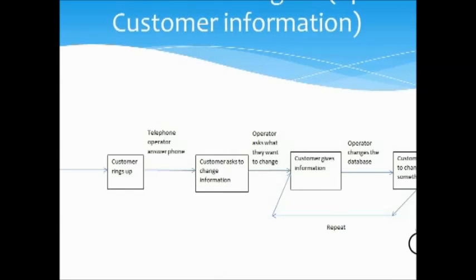One of the final diagrams we can use in UML is a state transition diagram. It shows how a system would work in the real world. It demonstrates how a system works from start to finish using state boxes and the events move around from each state. For example, up here I have this update customer information. It starts from the customer ringing up, and the telephone operator would answer the phone, moving it along as the customer would ask to change the information. The operator would ask what they'd like to change. The customer then gives the information. The operator changes it on the database. The customer asks to change something else, and that goes back to the circle again, repeating, or they could finish.